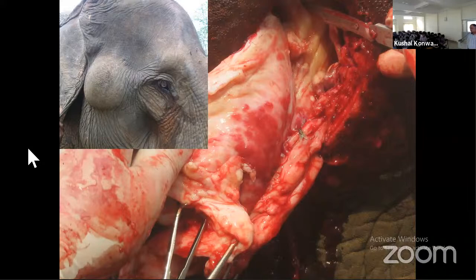But generally we don't get fresh cases. So in that case, we prefer surgical bursectomy, complete removal: reflect the skin, and the entire bursa is dissected out and the wound closed.